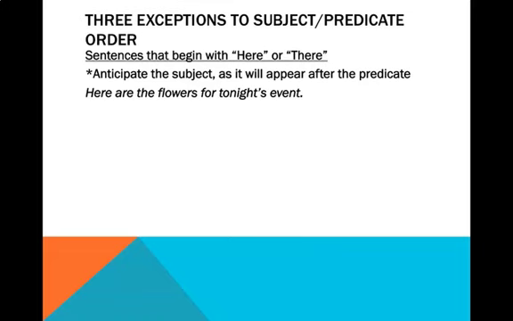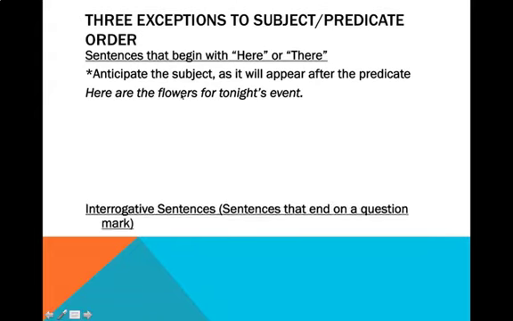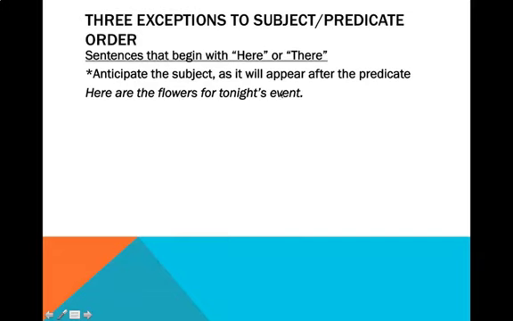So in the sample sentence, "Here are the flowers for tonight's event," well, are is kind of a tough verb. Who or what are? You just kind of have to say, okay, what's the noun or pronoun going on in here? Well, we only got two nouns. We've got flowers, and we've got event. Event is in this prepositional phrase, for tonight's event, so by default it's got to be flowers. Flowers is your subject, are is your predicate.